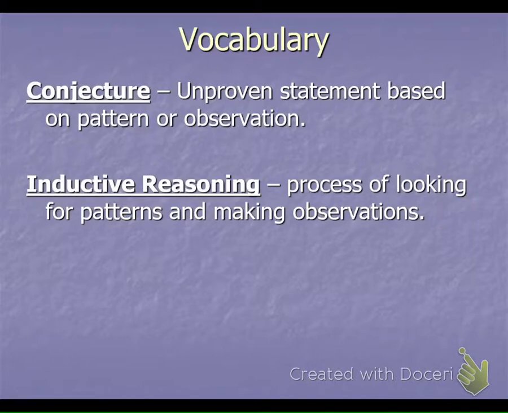All right, so 2 vocabulary terms on the board. You need them both in your notes, so we'll give you a couple minutes. The first one is a conjecture. A conjecture is an unproven statement based on a pattern or observation. So that's the whole reason we did patterns first, so we could talk about observing things, noticing what's happening each time, and then moving forward, guessing what would come next. So we're going to use that skill. It's a conjecture just based on what we observe. And then that whole process is called inductive reasoning. It's looking for patterns and making observations about those patterns.